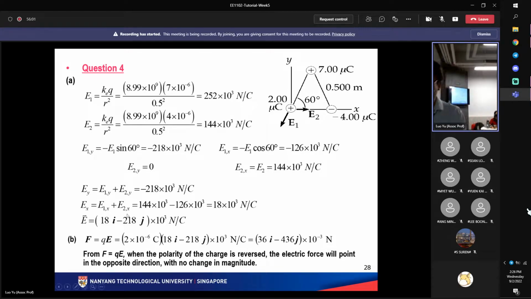When the sign of the charge is reversed, changing from positive to negative 2 microcoulomb, the electric force will point in the opposite direction with the magnitude unchanged.